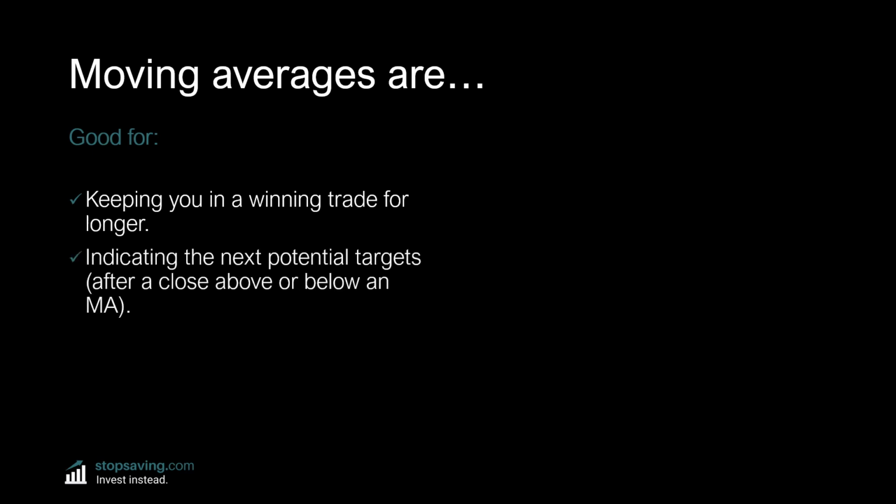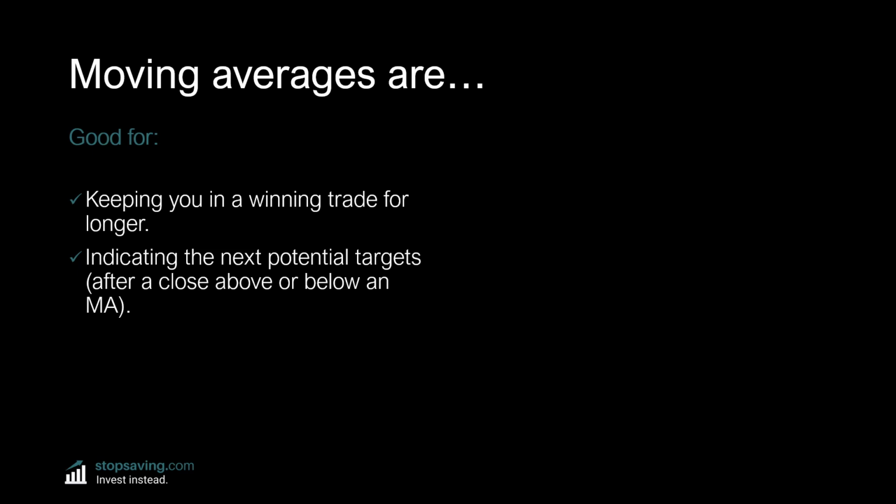So we're getting to the end of this video, and let's sum up what moving averages are good for. The first thing is that moving averages can keep you in a winning trade for longer. For example, if the price keeps bouncing off the 21-week EMA, you've probably got a good reason to keep holding on. With that said, moving averages are also good for indicating the next potential targets after a close above or below a moving average. For example, if Bitcoin closes below the 50-day SMA, the next downside target to look towards might be the 100-day SMA.